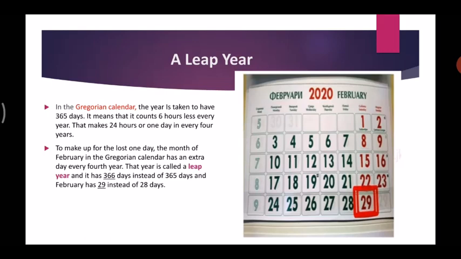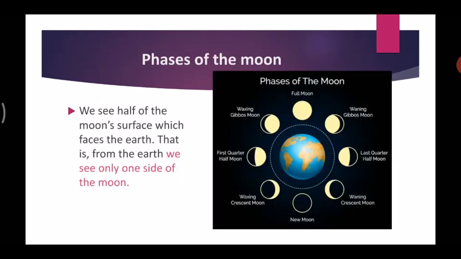Every year we take 365 days, but in a leap year we add one more day, and February has 29 days instead of 28 days. As you can see in the picture, it has one day extra. Let's move to the next slide.